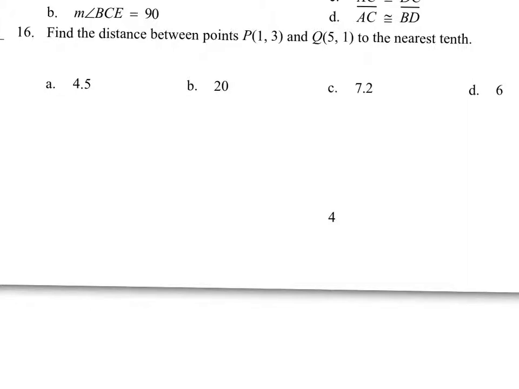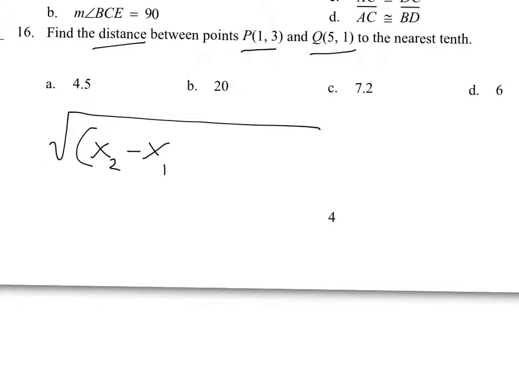Okay, we're going to continue on the review where we left off. We have number 16 here. Find the distance between points P and Q. Keyword here is distance. We're going to be using the distance formula. You remember, distance formula is x2 minus x1 squared plus y2 minus y1 squared.